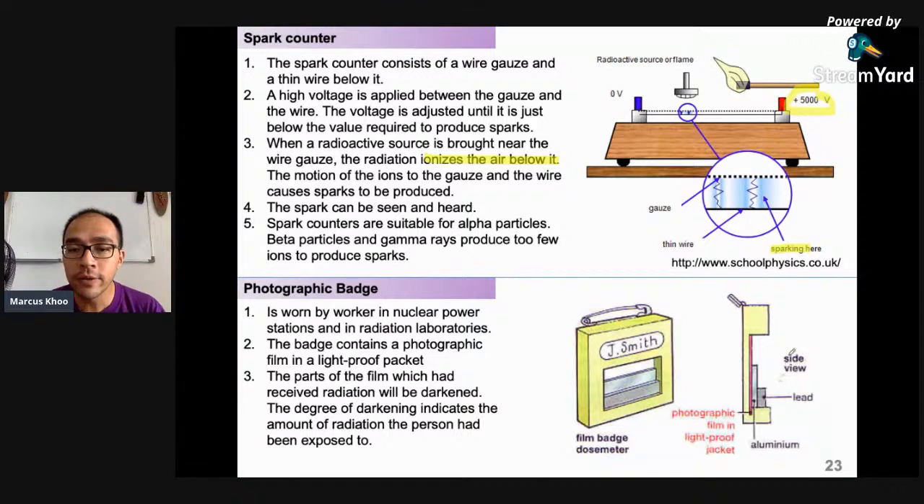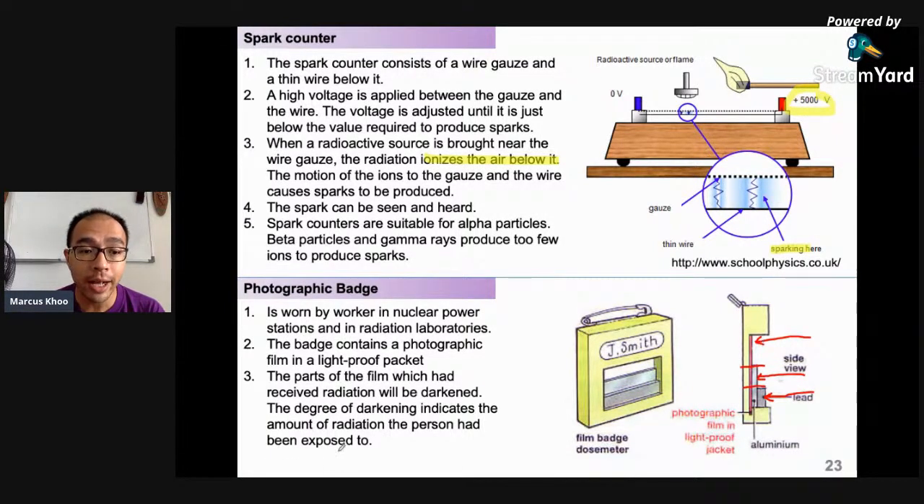If you notice over here from the side view, the first one is lead, and the second one is aluminium. Let's say I divide this into three parts, this section, and then this section. Think about it. If I have an alpha radiation, alpha radiation will definitely be over here. It will be stopped by this aluminium, and definitely stopped by this lead. It won't pass through, so this part will already be black.